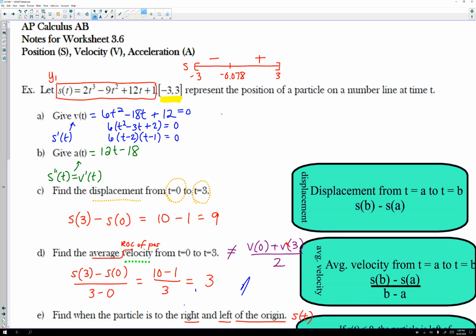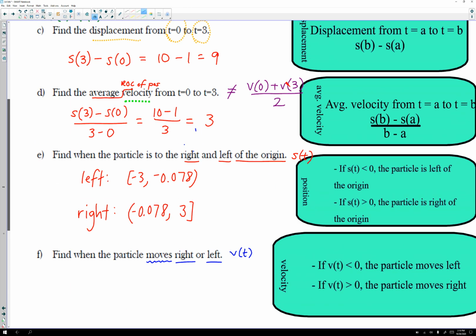So that means on my sign chart, I still want to cut off my domain from negative 3 to 3, and then I have x-intercepts at 1 and at 2. And then, if I'm not graphing it, I know what this quadratic looks like. It opens up, so it goes plus, minus, plus. If you use your graphing calculator, that's totally fine. But now I can use that sign chart, and I can answer the questions. It's moving to the left over the interval 1 to 2.